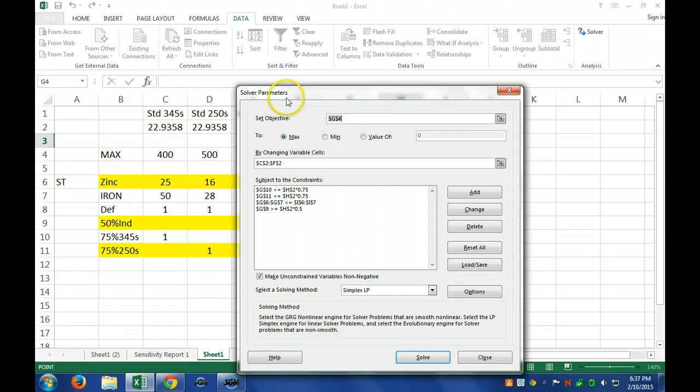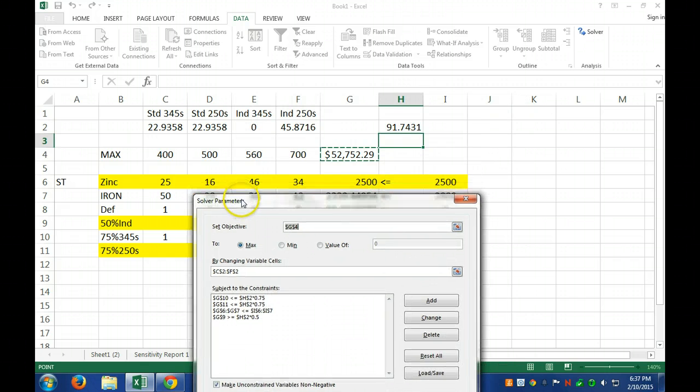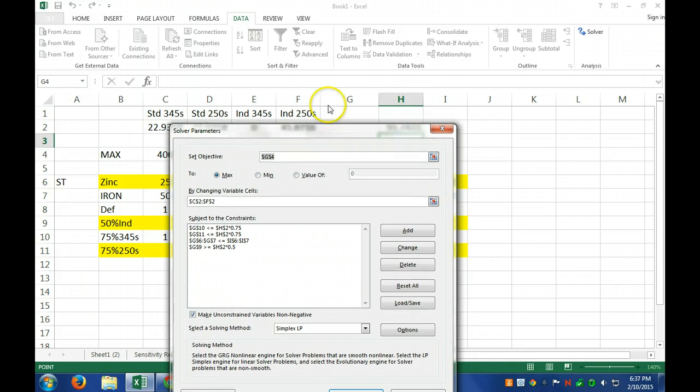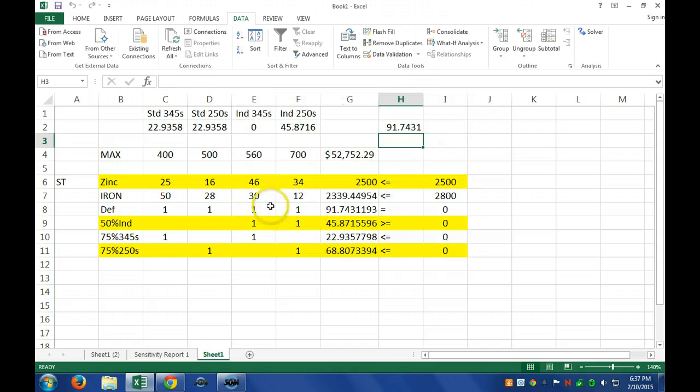G4, maximizing, C2 to F2 are my decision variables. G10 has to be less than or equal to 75% of the total. G11 has to be less than or equal to 75% of the total. My zinc and iron here are good. And we have to make at least 50% of industrial models. I click solve. Solver found a solution. And it found me the exact same solution.